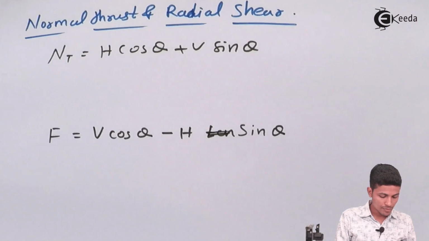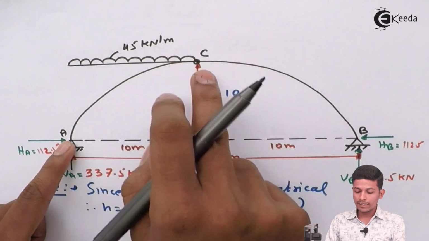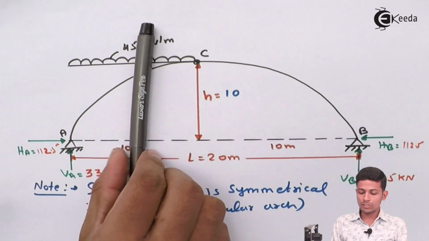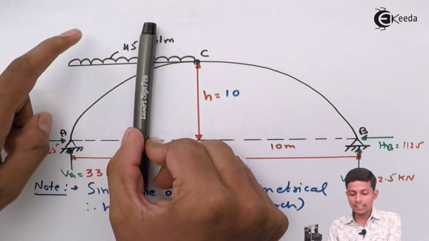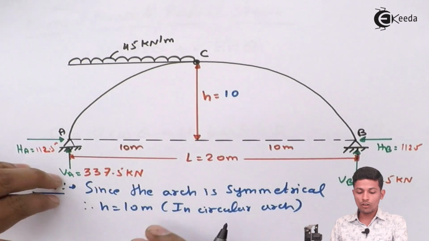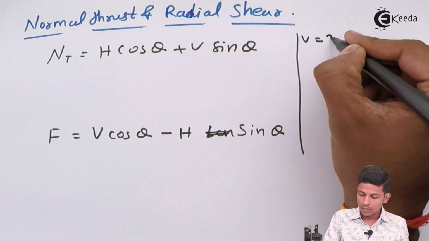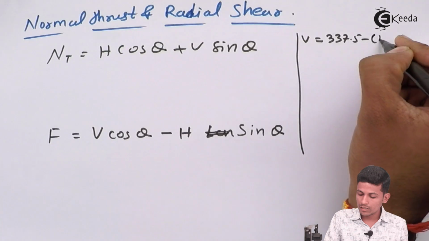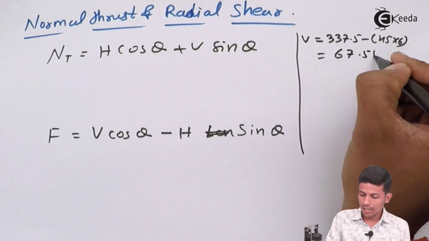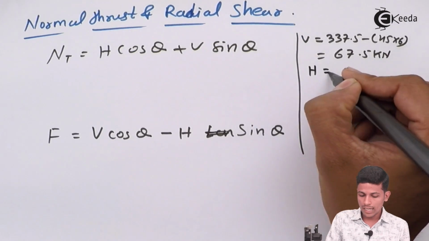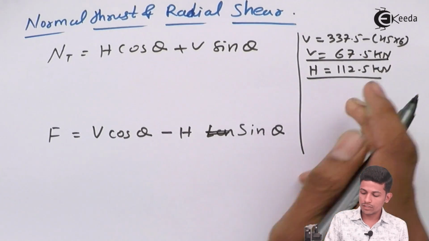As we have to find the normal thrust and radial shear force at this part A and C, suppose 6 meter is over here, so the V value will be 337.5 minus 45 into 6. This will come 67.5 kilonewton. This is your V value. And H is nothing but 112.5 kilonewton. This is your V and this is your H over here.